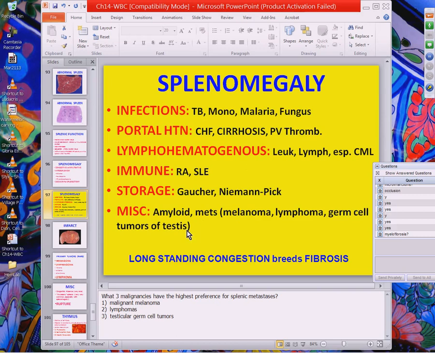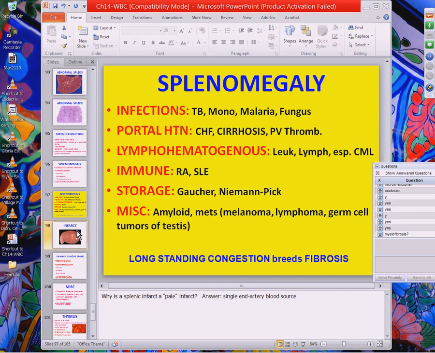And remember, if your spleen is enlarged because of congestion, let's say portal hypertension, let's say hemolysis, long-standing congestion can then breed or predispose to fibrosis. So that would be a situation in which a splenomegaly might recede, or even, in the case of sickle cell anemia, turn into a splenomicria with time.